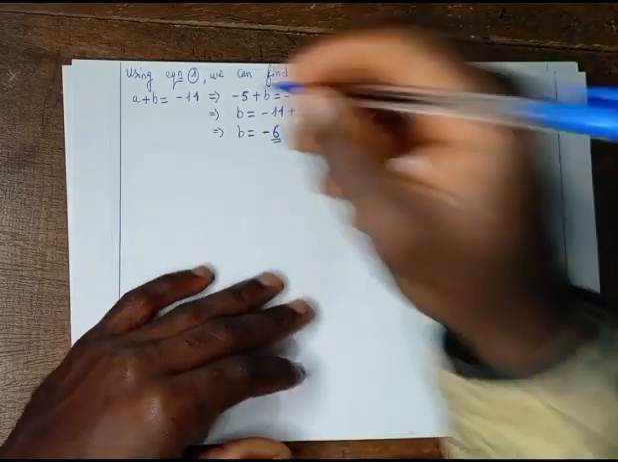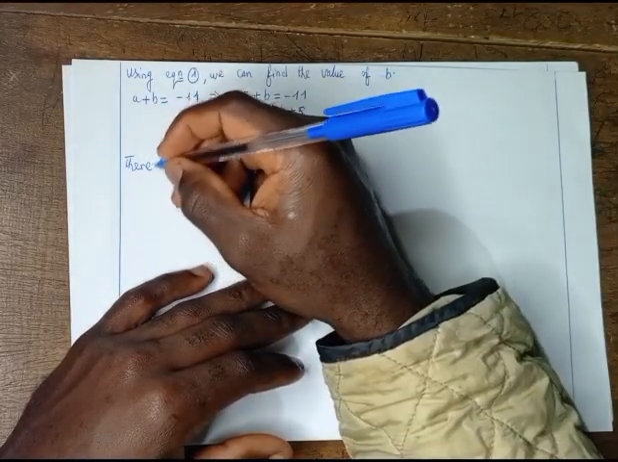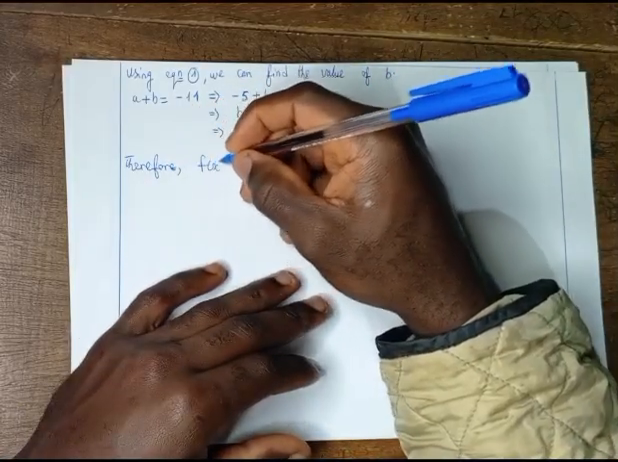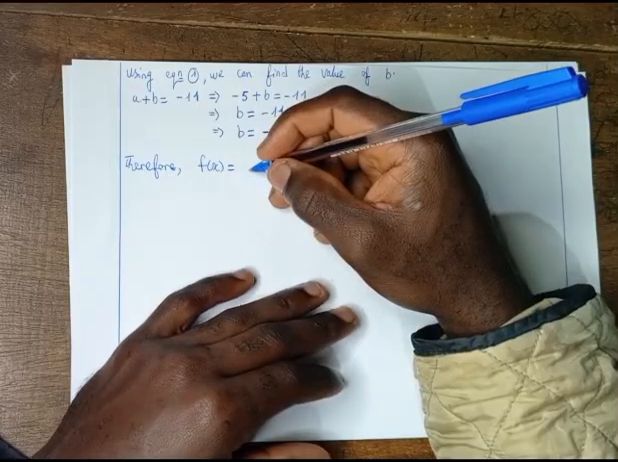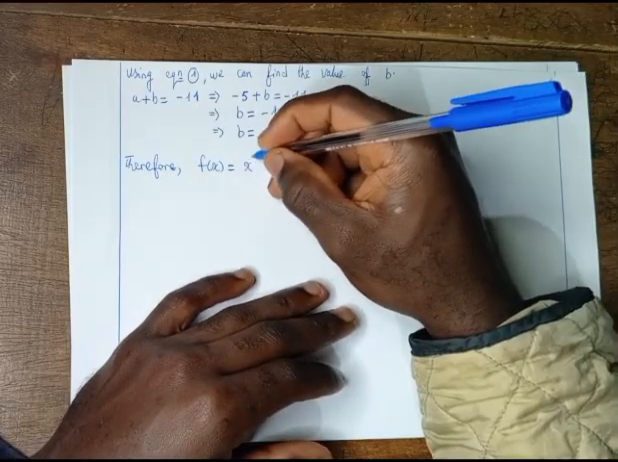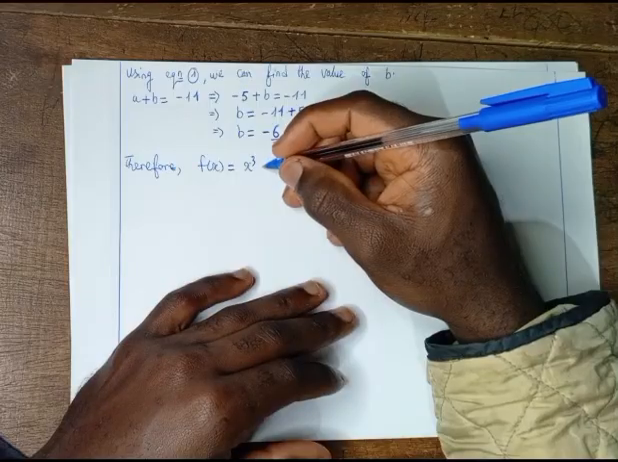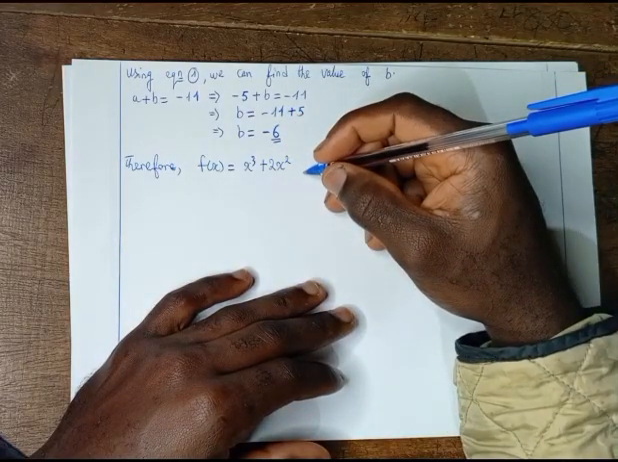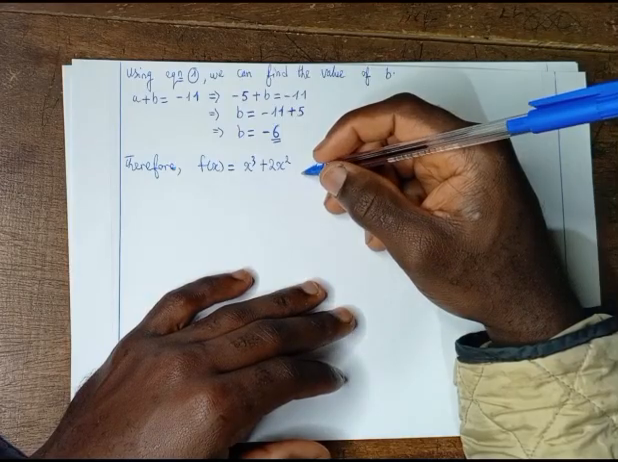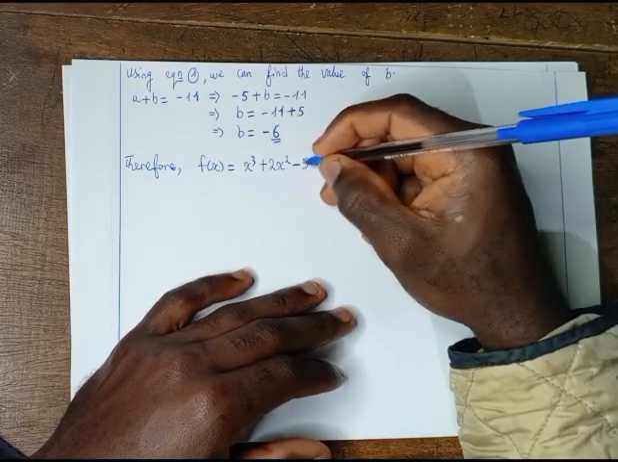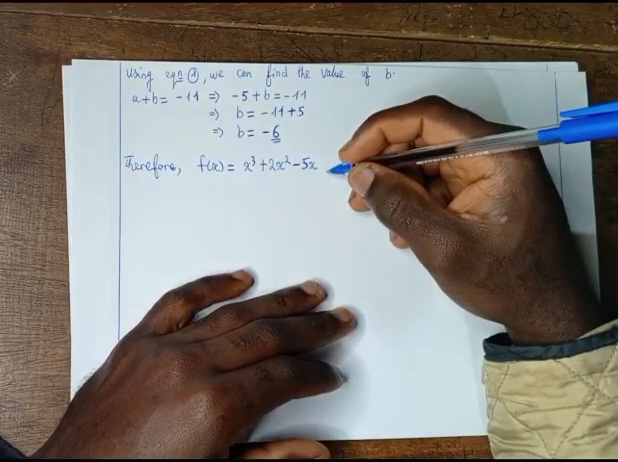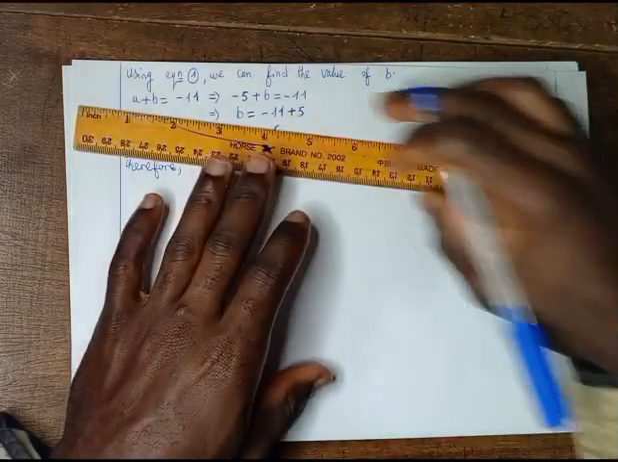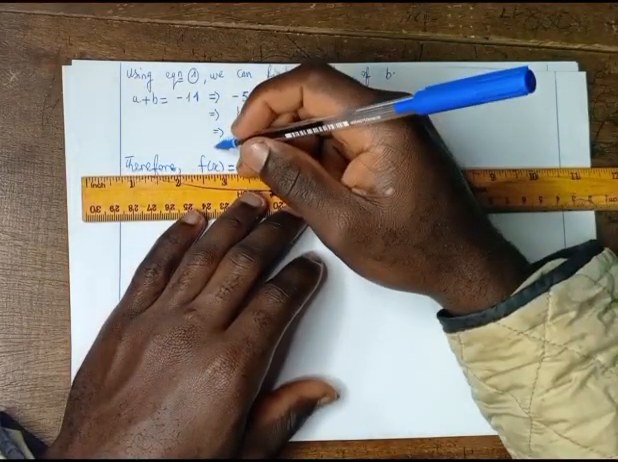Let's underline it. Therefore, now we can write our polynomial f of x, replacing the values of a and b. Therefore, f of x is simply equal to x cubed plus 2x squared plus ax. We know the value for a is negative 5, so minus 5x plus b. We know the value for b is negative 6, so minus 6. This is our polynomial f of x with the values of a and b.